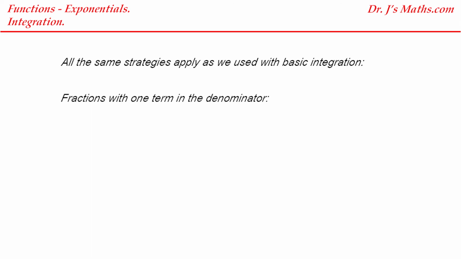If we're dealing with fractions which have one term in the denominator, for example, the integral of e to the 3x plus e to the x minus 4 all over e to the 2x with respect to x, we can divide through term by term, and so we then have e to the 3x over e to the 2x, which is e to the x, plus e to the x over e to the 2x, which is e to the minus x, and then minus 4 e to the minus 2x.